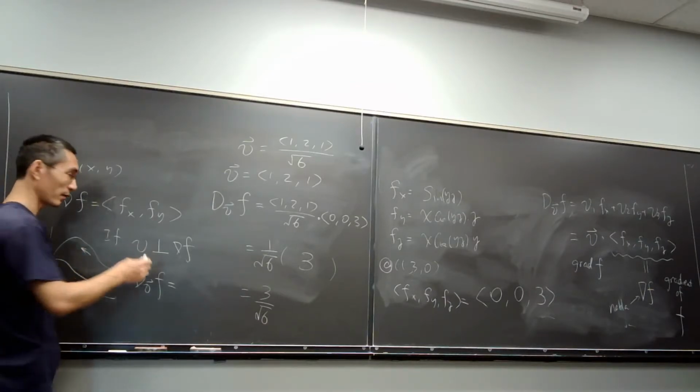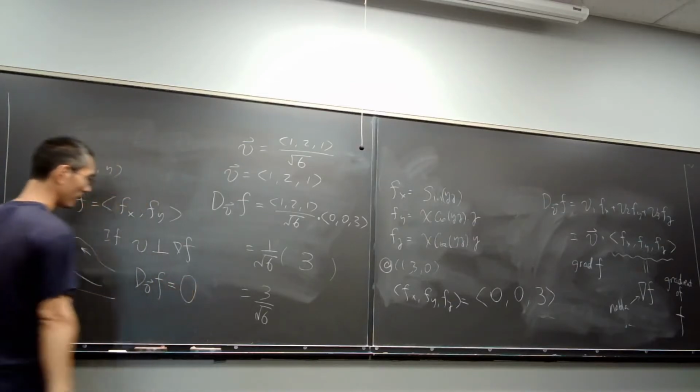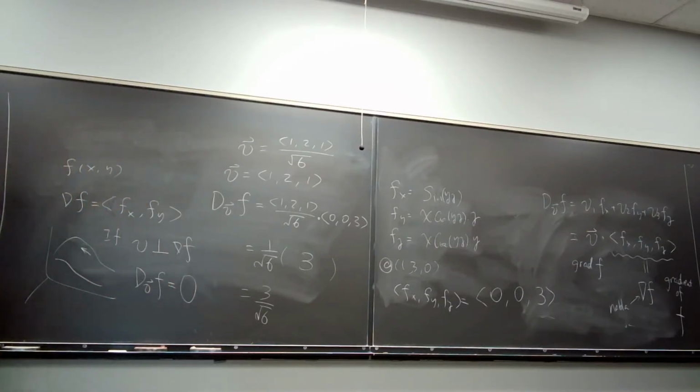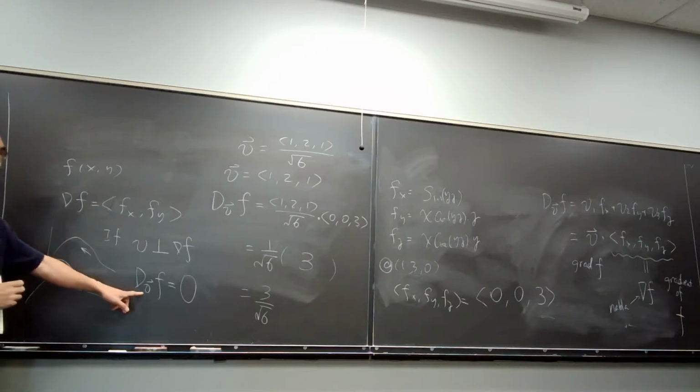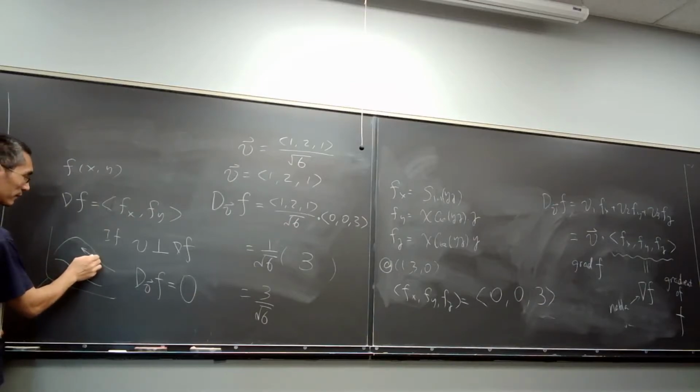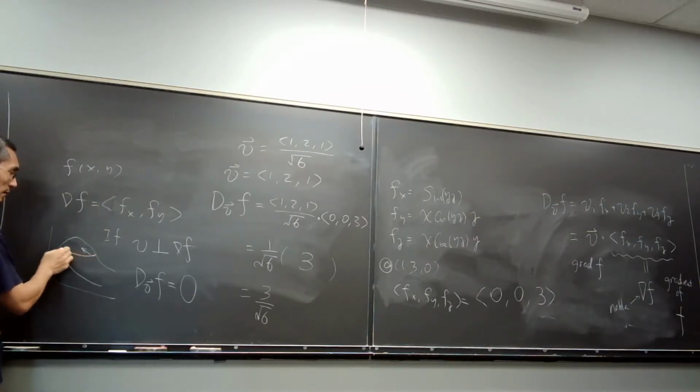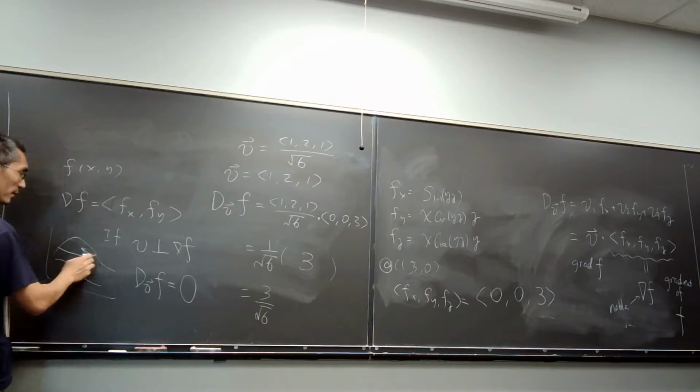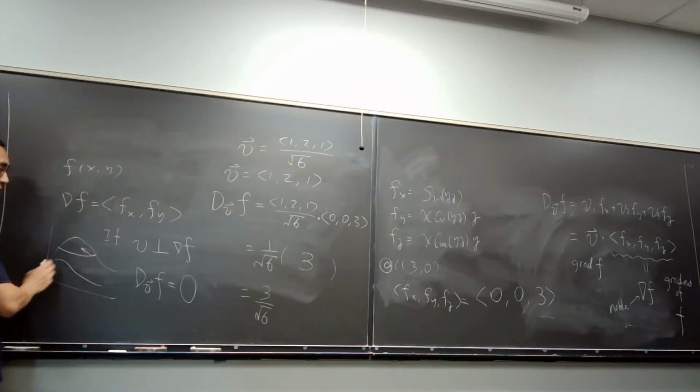Zero, right? The dot product will be zero. And what does that mean? It means f is not changing along the v direction. So I'm moving along this contour line. You see that? So v must be along this contour line because f is not changing.